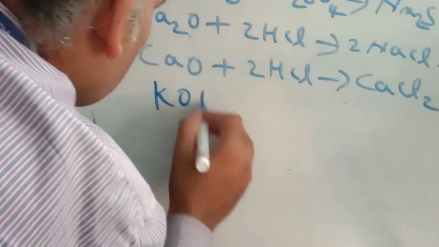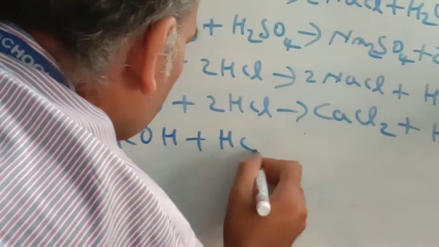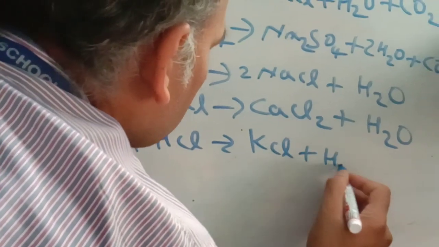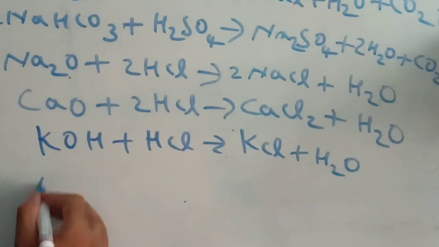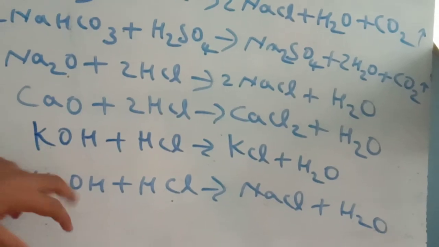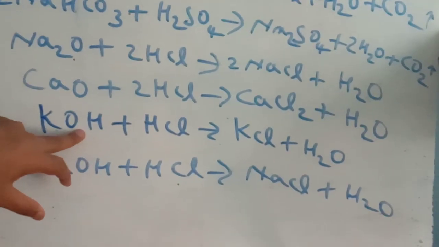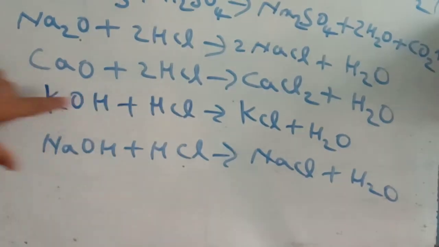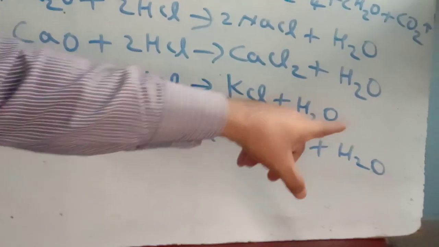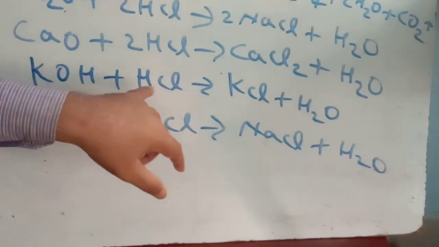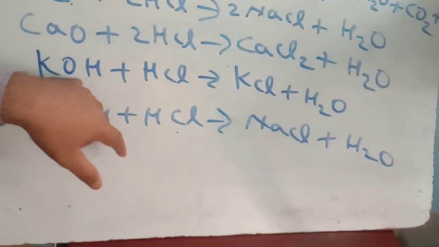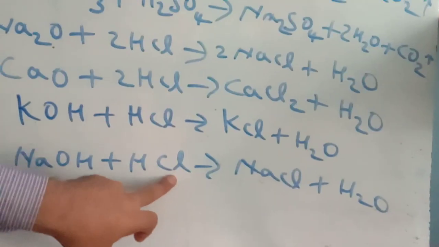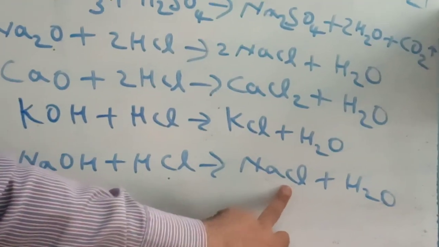So you have a question on balancing. Listen students, two more examples. Potassium hydroxide reacts with hydrochloric acid, then forms potassium chloride and water. It means groups of atoms are exchanged. Okay. Second, sodium hydroxide reacts with hydrochloric acid, then forms sodium chloride and water.